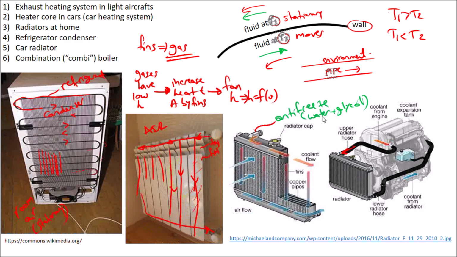Because adding glycol decreases the freezing temperature of water. For example, if water freezes at 0 degrees Celsius, adding glycol makes it negative, for example negative 15 or 20 degrees Celsius. And also it prevents water boiling, okay. So for example, if water boils at 100 degrees Celsius, adding glycol increases it to 120, 130 degrees Celsius, okay. And you have the inlet.